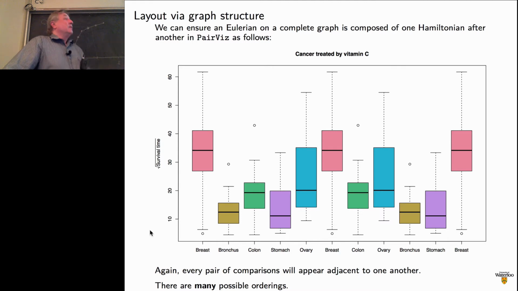So you can get all pairwise orderings, and you can do that in lots of different ways. I've just shown you 2. Some Eulerian, and this is another Eulerian, but it's composed of 2 back-to-back Hamiltonians. Any questions?